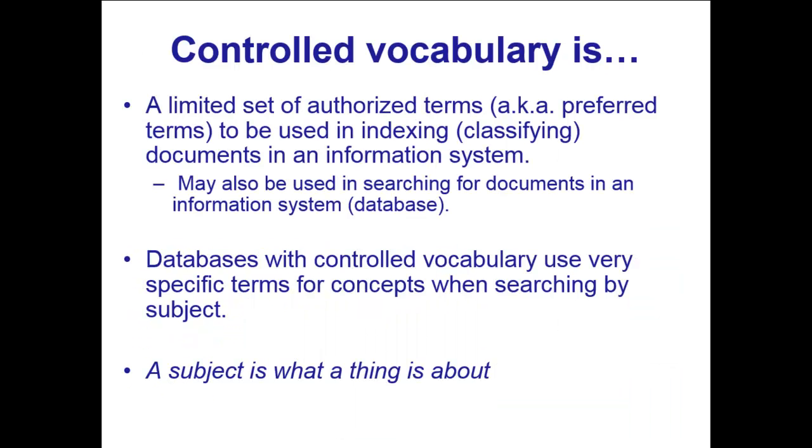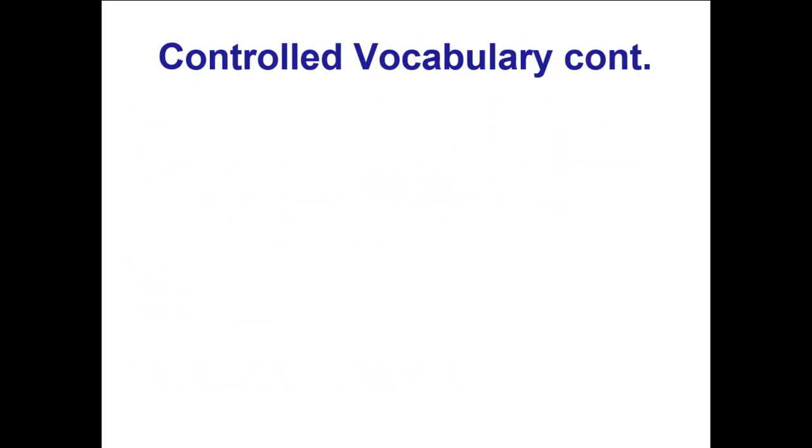Controlled vocabulary is a limited set of authorized terms or preferred terms created by the database creators, and they are used in indexing or classifying documents in an information system. They may also be used in searching for documents in an information system, and we will do subject searching or controlled vocabulary searching. Databases with controlled vocabulary use very specific terms for concepts when searching by a subject. A subject is what a thing is about.